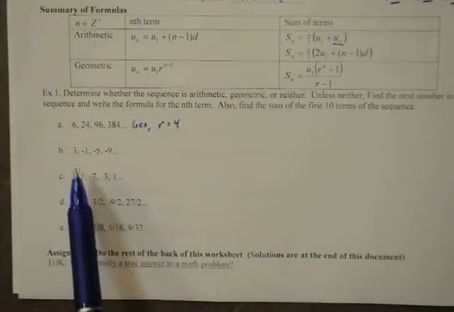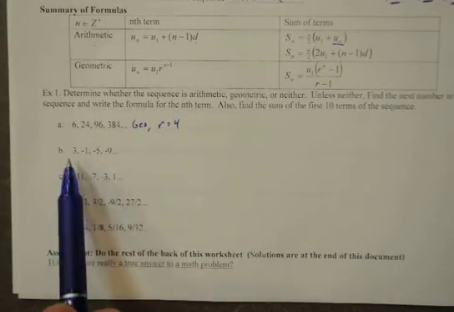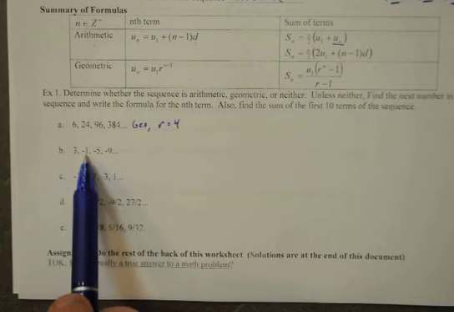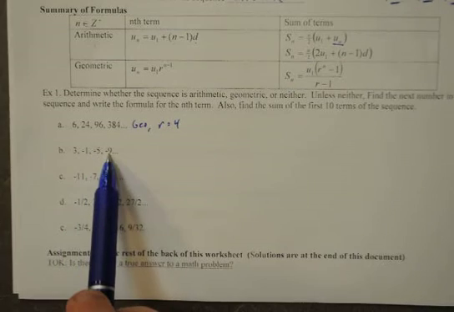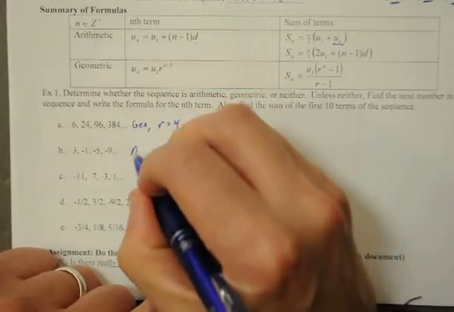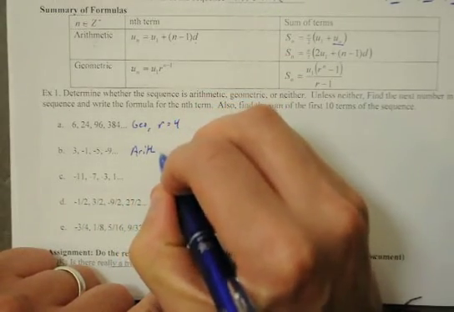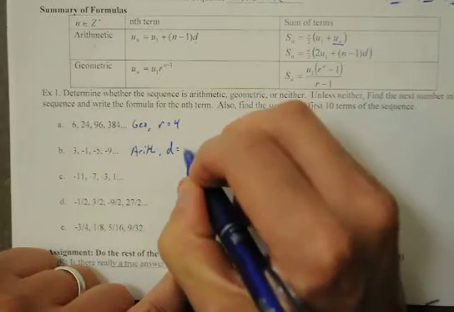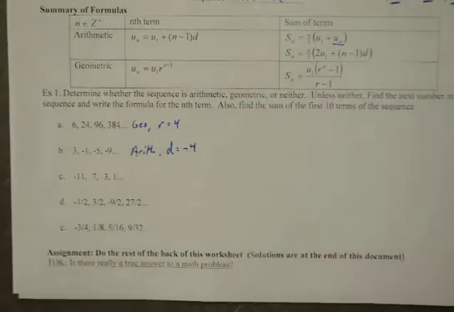What about here? It looks like 3 minus 4, minus 4, minus 4. There's a common difference. So this one is arithmetic, and d is negative 4. Common difference is negative 4.